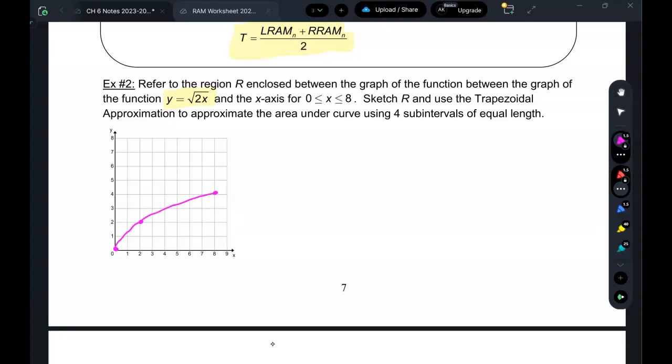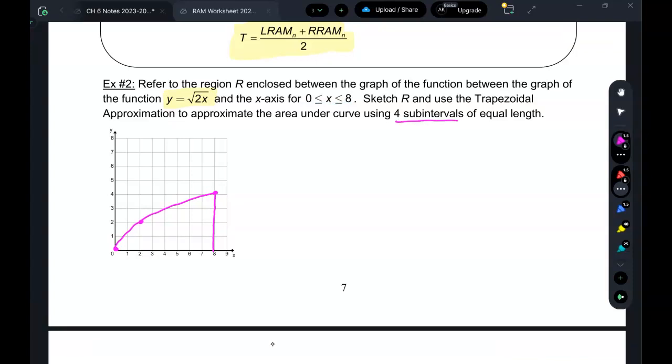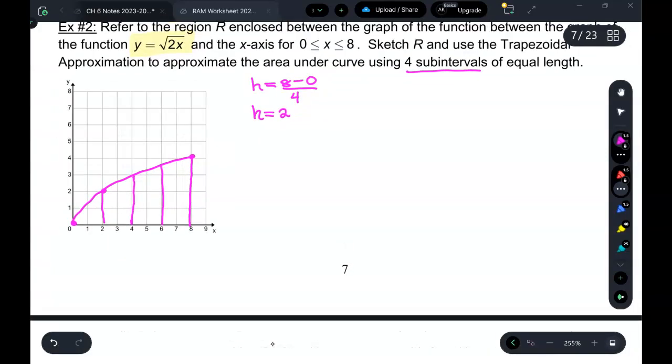Okay, so here, that's the region that we want to approximate the area underneath. And it goes from 0 to 8. Now, 0 to 8 with 4 subintervals of equal length. So that's going to make each height 2. So here, here, and here. So let's practice using the shortcut for this one.